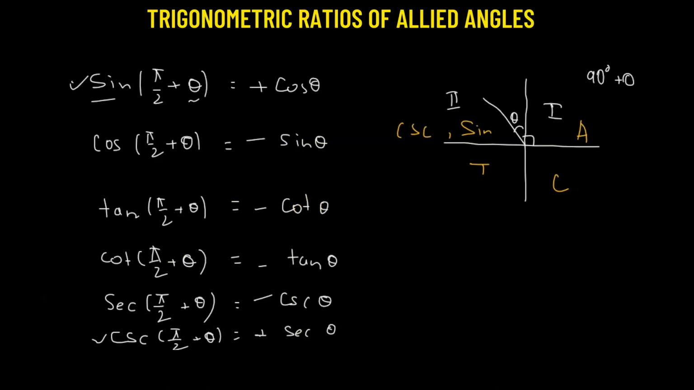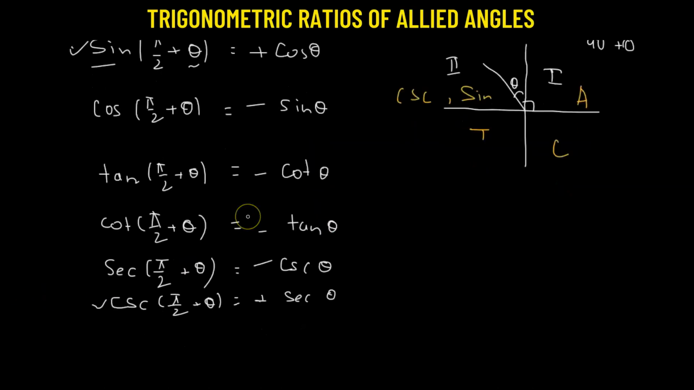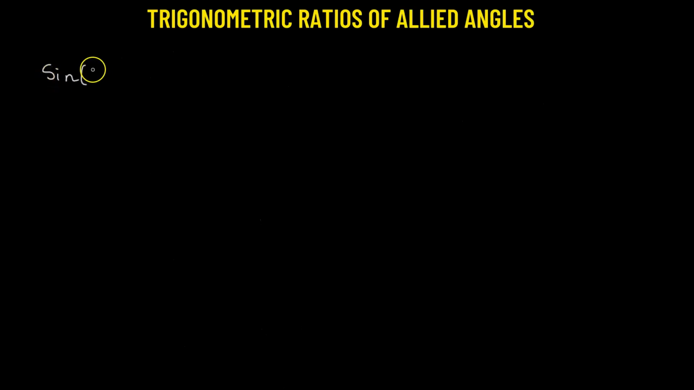Next, we will try out with 180 plus or minus theta. So we have sine of 180 degrees, which is pi, minus theta. Now sine of pi minus theta can also be expressed as sine of 2 times pi over 2 minus theta. Now luckily we have an even multiple of pi over 2. So whenever we have an even multiple of pi over 2, sine will remain as sine. So we're going to have sine theta.